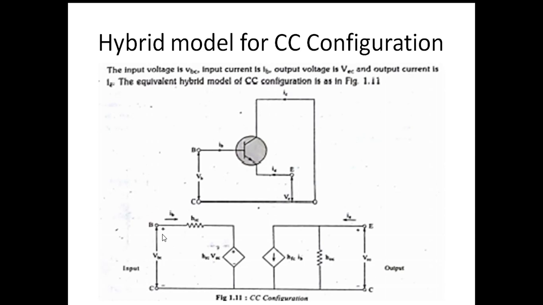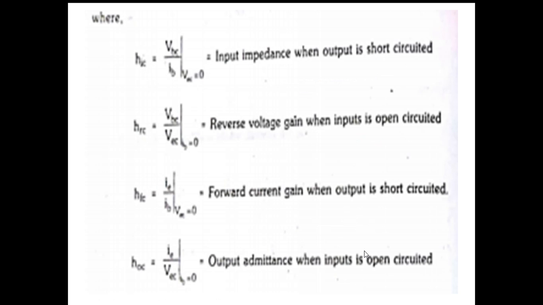Okay, the input side this is plus minus, output side this is plus minus. So ground collector is ground, therefore it is negative terminal. The other two are positive terminals. From this, HIC is the input impedance when output is short circuited.